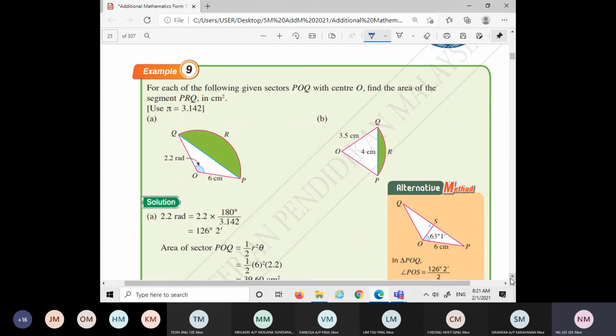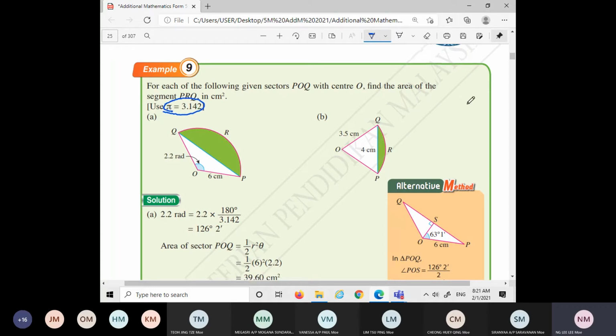You look at the shaded, the green color parts. Both of the questions are segments. For each of the following given sector POQ with center O, find the area of segment PRQ in centimeter square. Use pi as 3.142. So remember, highlight this. Pi as 3.142.